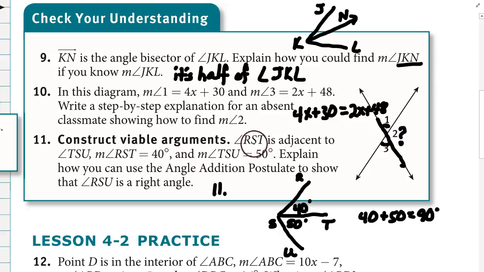Number 11, angle RST is adjacent to TSU. I've drawn an example of that and labeled 40 degrees here and 50 degrees here. Why does the angle addition postulate show that this angle is a right angle? And it's very straightforward because 40 plus 50 is 90, and that's what a right angle is.